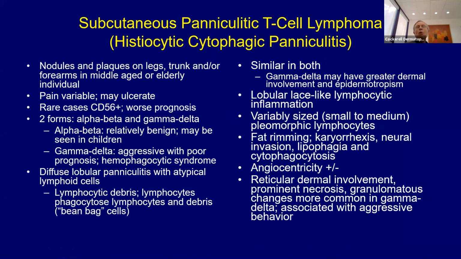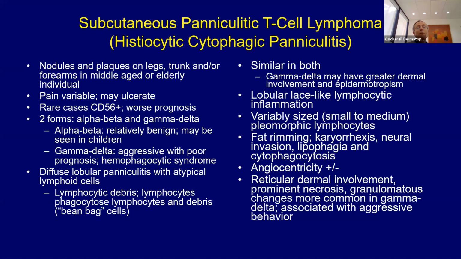And so there's really two forms of this subcutaneous panniculitis-like T-cell lymphoma. There's the alpha beta and the gamma delta type. Some people have even broken the alpha beta type out as not really being a lymphoma because it's a relatively benign process, often seen in children. The gamma delta type is the one that you really want to make sure that you diagnose, because that is an aggressive lesion associated with a poor prognosis, often with a hemophagocytic syndrome.